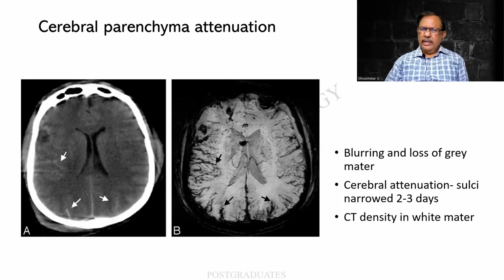Attenuation means there is a decrease or a disappearance. Normally you find gray matter and white matter. You find that there is a compression over here. Normally it is not well made out, so there is a blurring and loss of the gray matter, and the sulci are narrowed within a period of 2 to 3 days. And the CT density in the case of the white matter over here. This is white matter, and the CT is able to pick out fine details, just as the MRI and the CT pick up details better than the ordinary X-ray.